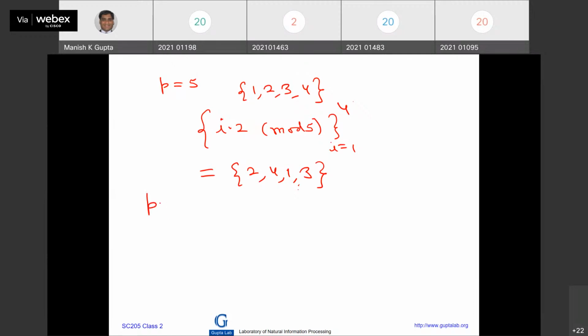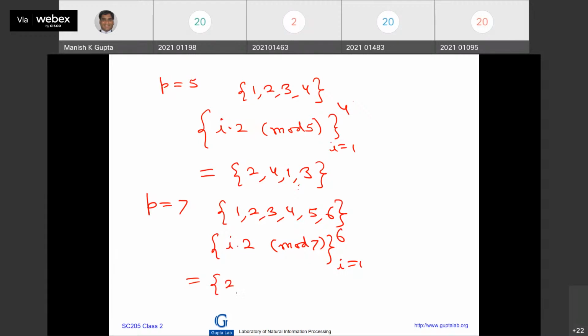Take another example. Suppose p is equal to 7, and consider this set. What will you get? 2, 4, 6, 1, 3, 5. Very good. So that means a permutation. So what I'm saying is that if you take a set of numbers 1 to n, multiply with a non-zero element a, and reduce modulo n, you get some permutation of the numbers. Here 1, 2, 3, 4 became 2, 4, 1, 3. Here 1 to 6 became 2, 4, 6, 1, 3, 5. Got it? Just a permutation.